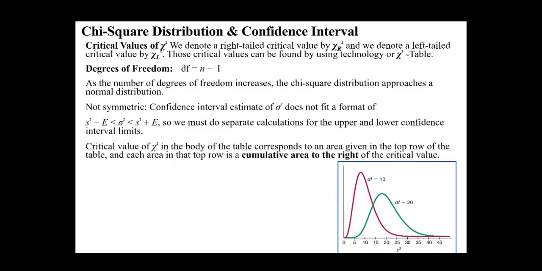The critical value of chi-squared in the body of the table corresponds to an area given in the top row of the table, and each area in the top row is a cumulative area to the right of the critical value. We will look at how we read the table.